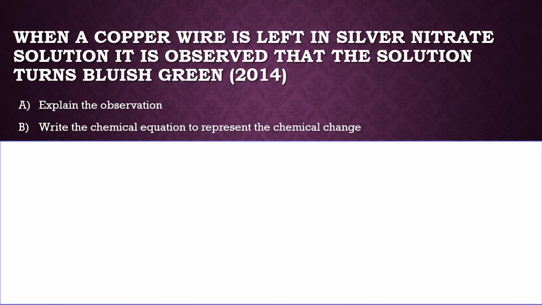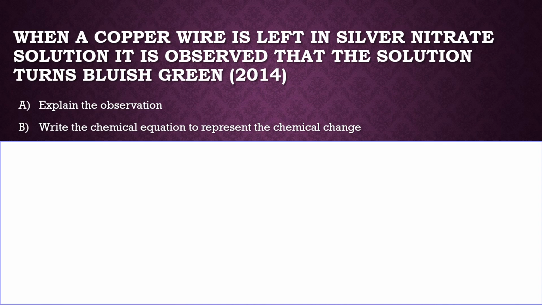First question: when a copper wire is left in silver nitrate solution, it is observed that the solution turns bluish green in color. So this question is one of the important board examination questions. Such type of questions you can expect. These are the trickiest questions actually.